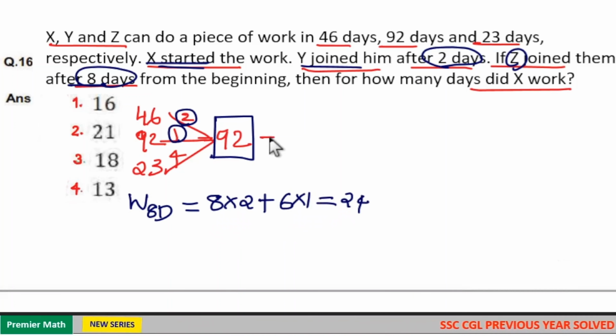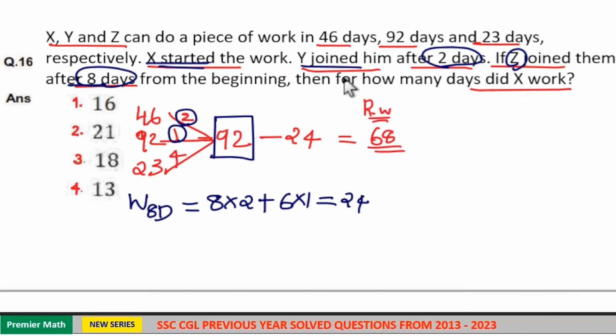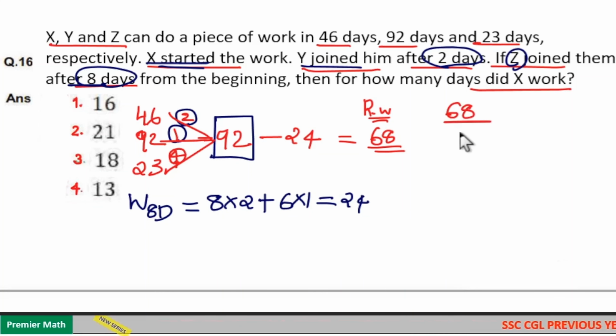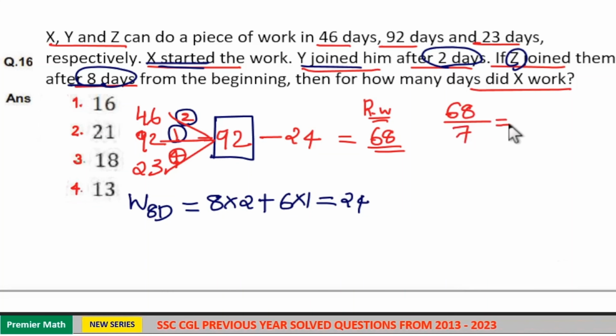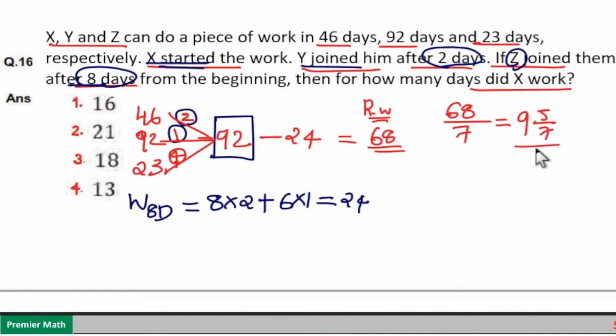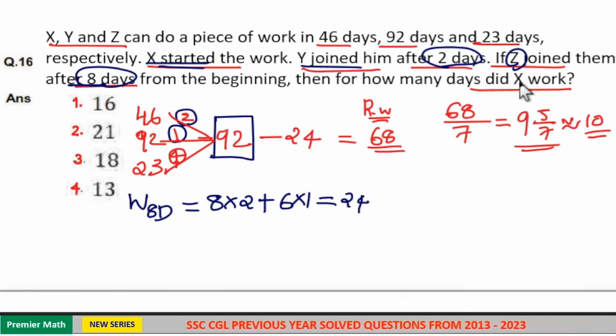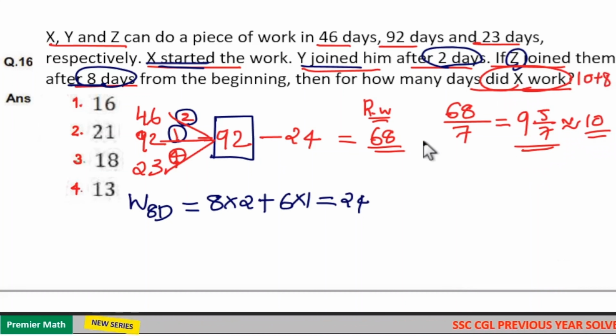So remaining work is equal to 92 minus 24 units, which is 92 minus 20 is 72, 72 minus 4 is 68 units. So remaining work is 68 units, which should be completed by X, Y and Z. That is, in 1 day X, Y and Z can complete 2 plus 1 plus 4, 7 units of work. So remaining work 68 will be completed in 68 by 7 days, which is 7 goes 9 times in 63, remaining 5. So 9 and 5 by 7. This is around 10 days. So X should work 10 days plus the initial days he worked, which is 8 days. 10 plus 8, 18. Option 3 is your answer.